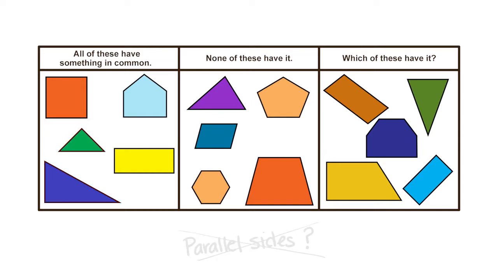Let's check the type of angles. Squares and rectangles only have right angles, so let's check for right angles. We can observe that every shape has at least one right angle. We can reason that we are looking for shapes with right angles.